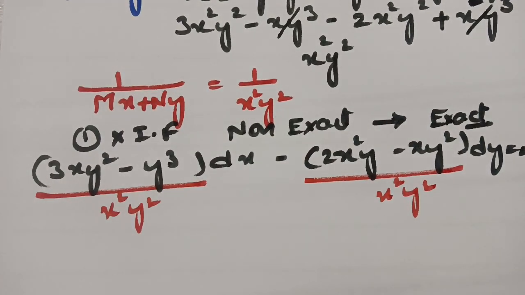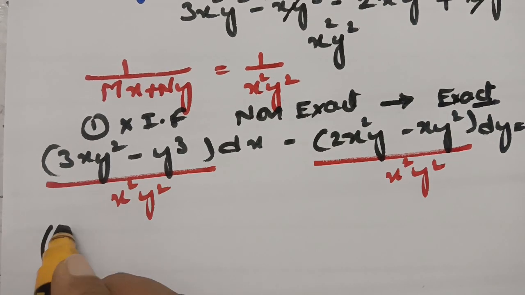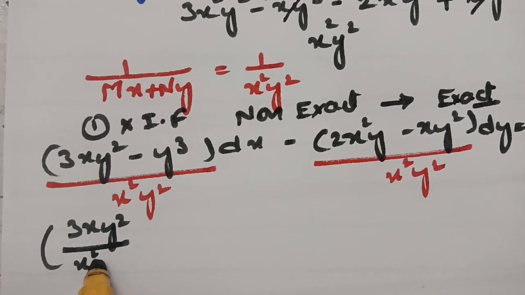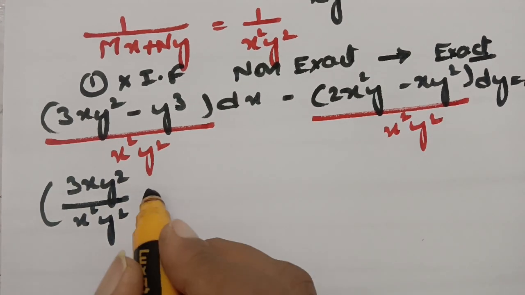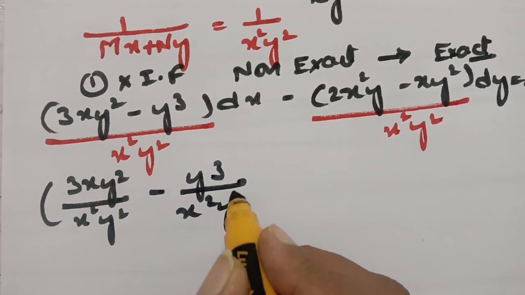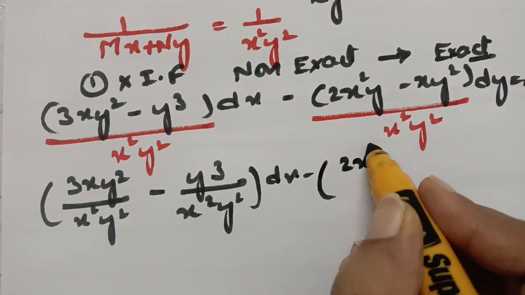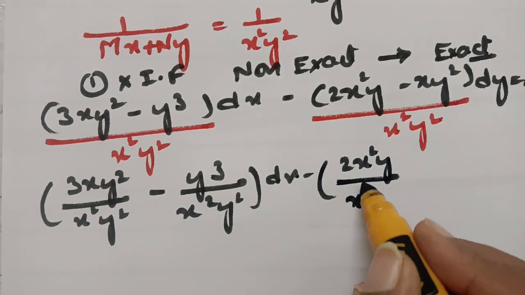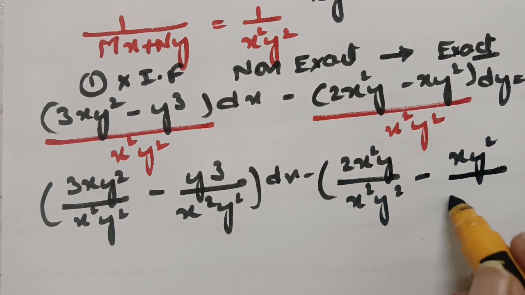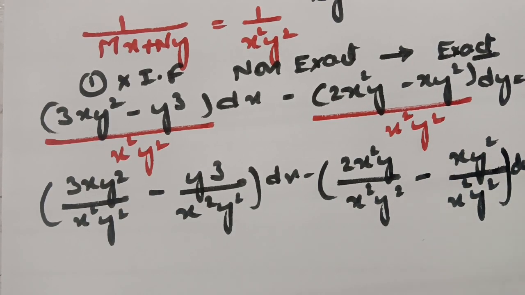So this is going to become an exact differential equation. Here, if I divide each and every term, this is 3xy square by x square y square minus y cube by x square y square into dx, minus 2x square y by x square y square minus xy square by x square y square into dy is equal to 0.